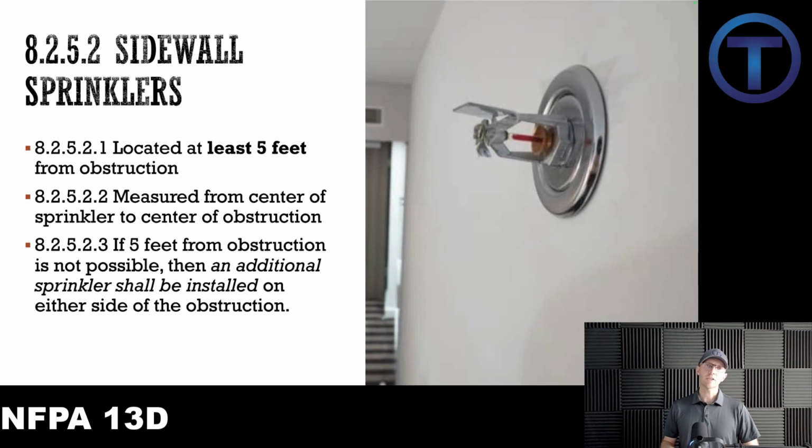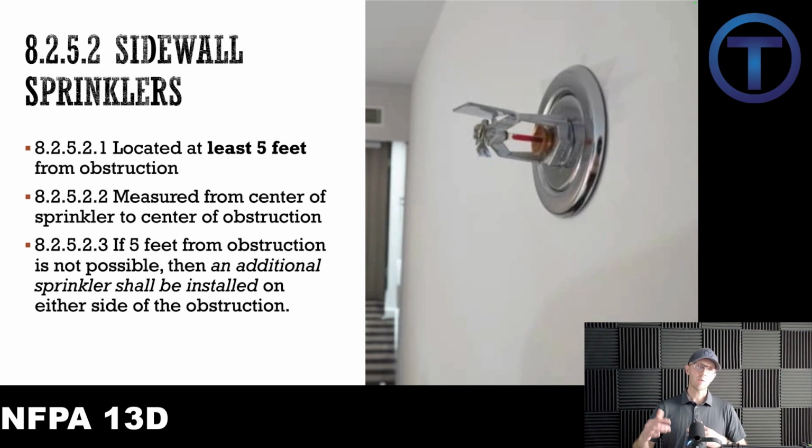Let's look at 8.2.5.2. Now we're looking at sidewall sprinklers, and these are to be located at least 5 feet away from an obstruction. And this is measured from the center of the sprinkler, once again, to the center of the obstruction. If 5 feet from the obstruction is not possible, then an additional sprinkler could be installed on either side of the obstruction. We just want to make sure we've got full coverage without major shadow areas.